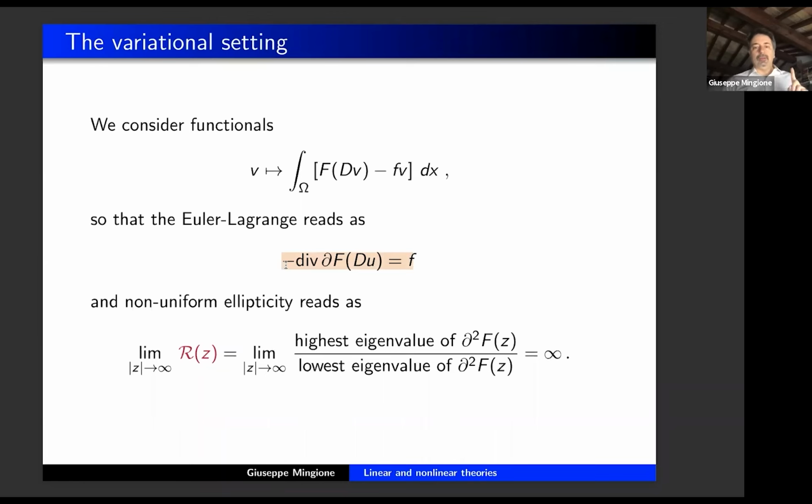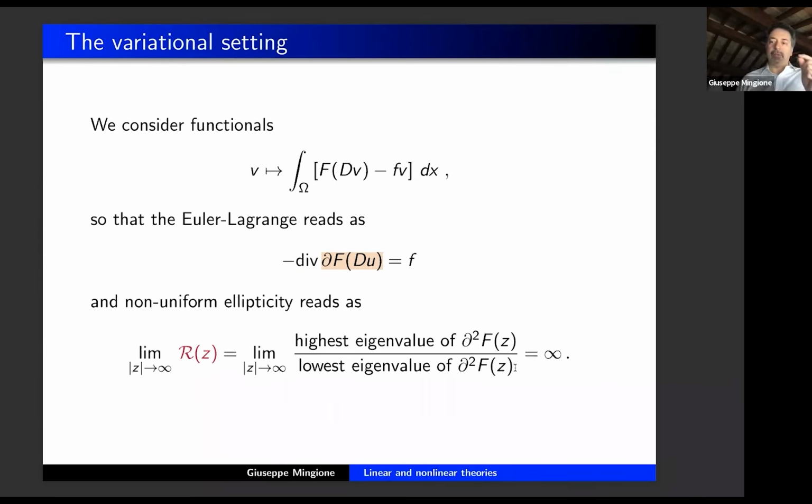Now, when non-uniform ellipticity occurs, if you take the p-Laplacian equation, the p-Laplacian equation is degenerate, but it's still uniformly elliptic, because the highest eigenvalue is bounded by |Du|^(p-2), and the lowest eigenvalue by the same quantity. So the ratio is bounded. And the ratio is the quantity that occurs in regularity estimates. That's the quantity you need to know is bounded to go on with the estimate.